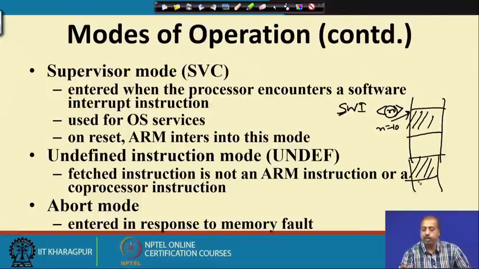So, now in a program, suppose I need the printer service, and I know that the service number is 10. So, in my program, I call this SWI 10. Okay. So, I will be accessing the routine which is the printer access. When this SWI instruction is executed by a program, the system will go to the supervisor mode, and in the supervisor mode it will be doing this OS service. Okay. So, normally software interrupts are reserved for these OS services. On reset, ARM will enter into this supervisor mode, and then it will go to user mode depending upon the operating system control.